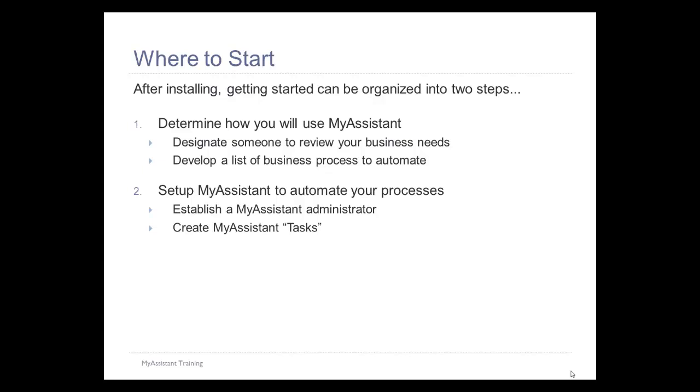The second step of setting up the MyAssistant software is actually getting in the software and setting up MyAssistant to automate the processes that were brainstormed in step 1. This involves establishing a MyAssistant administrator and creating what are called MyAssistant tasks. The second step in getting started is a bit more technical, as it involves actually setting up MyAssistant to automate the processes that were brainstormed in step 1. These steps can be performed by the same person or by 2 different people.